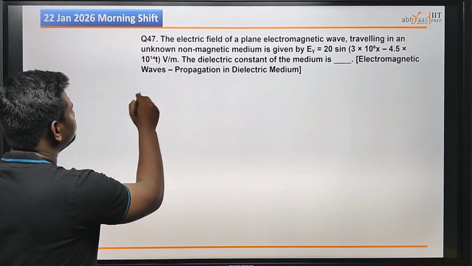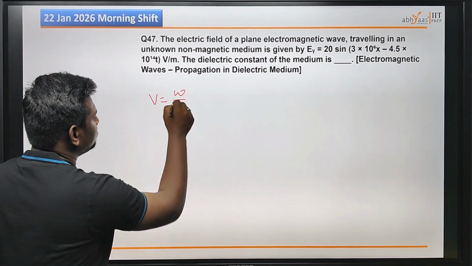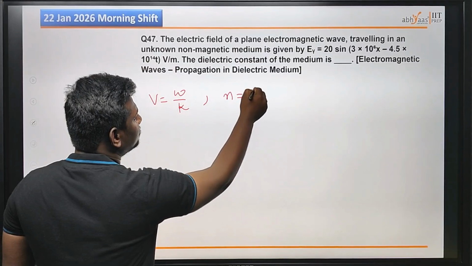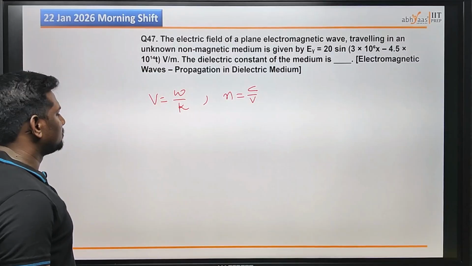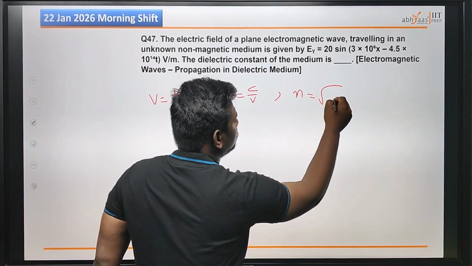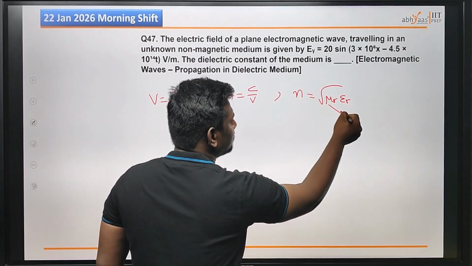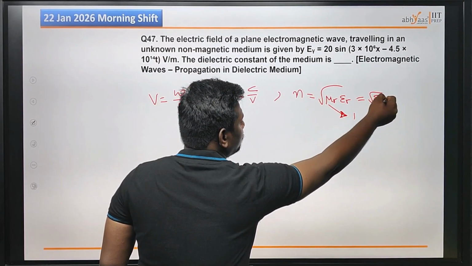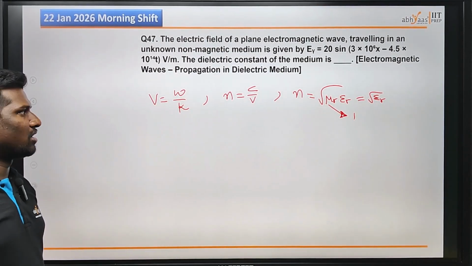So we know that velocity can be written as omega by k. And refractive index n equals c by v. For a non-magnetic medium, you can write n equal to refractive index equal to under root mu r epsilon r. For a non-magnetic medium, mu r is 1, so this is equal to under root epsilon r. So if you find this n, you will get the epsilon r.